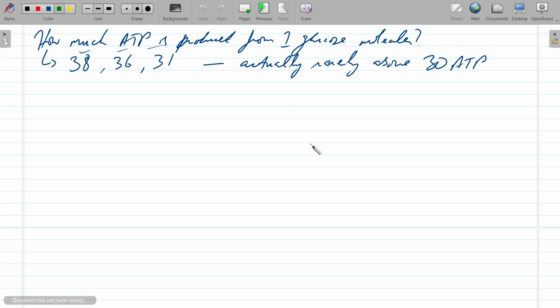Finally, how much ATP is produced from one molecule of glucose? Different values are given, probably from different experimental conditions or different conditions of the body. 38, 36, 31, those are all figures, but there is a consensus, I guess, or a safe figure, that the number of ATP molecules produced from one molecule of glucose is rarely above 30. All right, so that is a review. Any questions? No, sir. All right, now moving on.